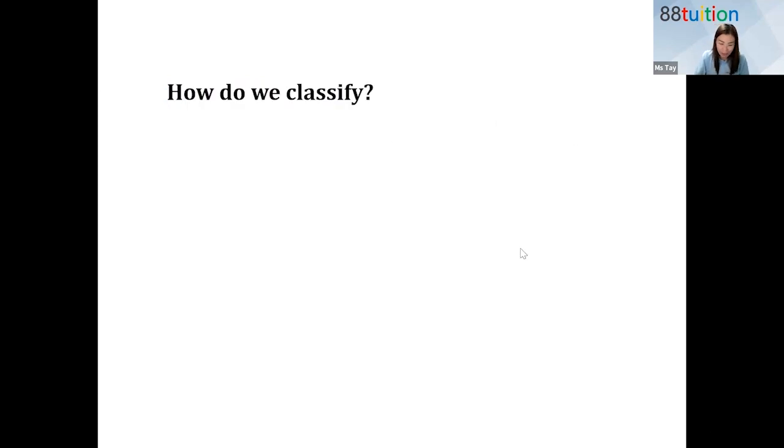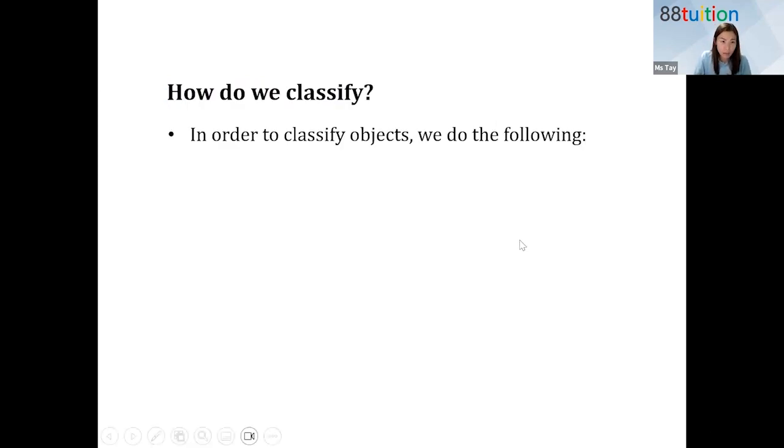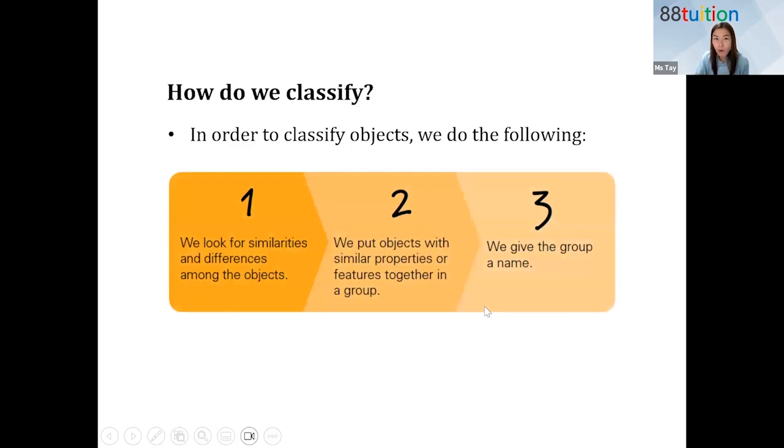How do we classify? I think you are very familiar with all this. Okay, Janu, you still remember how to classify things? Yes? Okay, good. So when we talk about this chapter, it's more of the non-living things that we are classifying. So we look for similarities, and then we look for differences as well. Then we put the objects with similar properties or features together in a group, then give the group a name. So basically, that's what we did in primary school, similar for now as well.